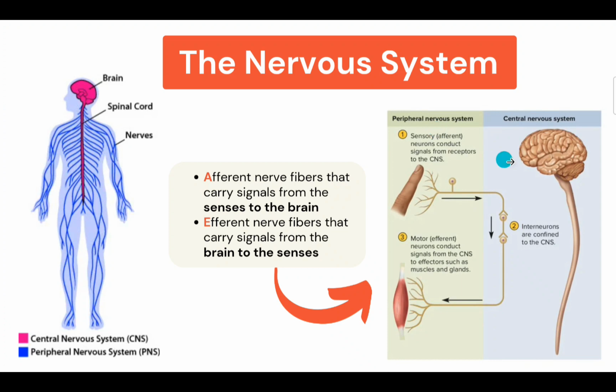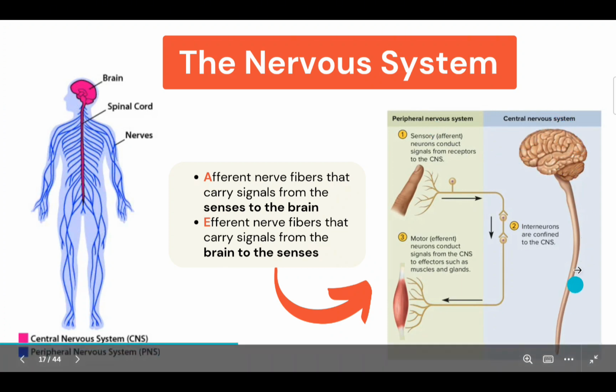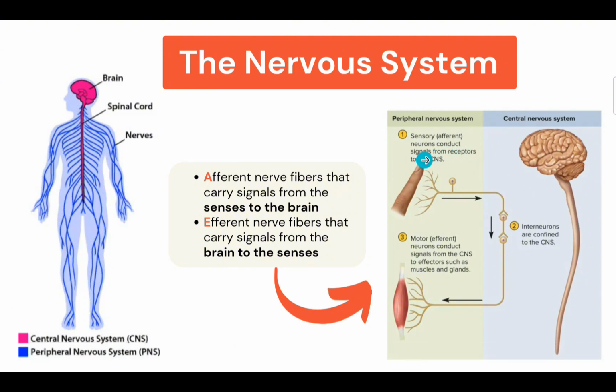So what you need to remember is that the central nervous system has only the brain and the spinal cord, which goes all the way back to your spine. For the peripheral nervous system, you only need to remember the nerves throughout your body, and the nerves can be divided into two, which are afferent and efferent. Afferent is when the signals are sent from the senses to the brain, for example, from our fingertips, or from our tongue, from our ear to the brain.